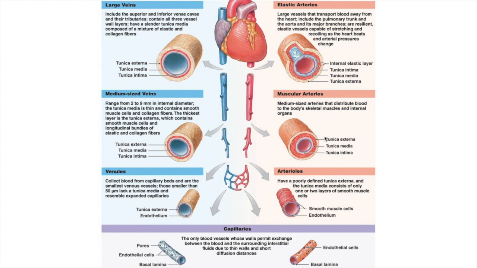After the elastic arteries, next we have muscular arteries. They distribute blood to the skeletal muscles and organs. And then arterioles are the smallest arteries, and they're going to lead to the capillaries. Capillaries are the smallest blood vessels, and they are where nutrient exchange happens.